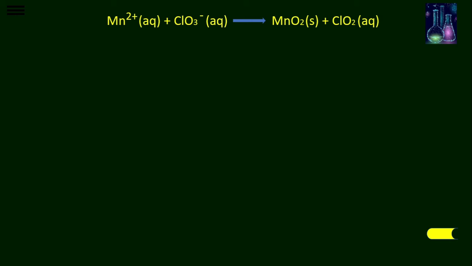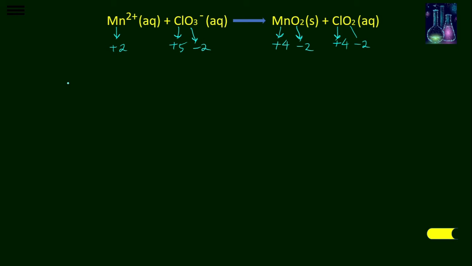So this is our skeletal equation. Now let's assign the oxidation numbers. Here Mn is plus 2, here Cl is plus 5, oxygen here is minus 2, here Mn is plus 4, oxygen is minus 2, Cl is plus 4, and oxygen here is minus 2. Now let's divide this equation into two half reactions.